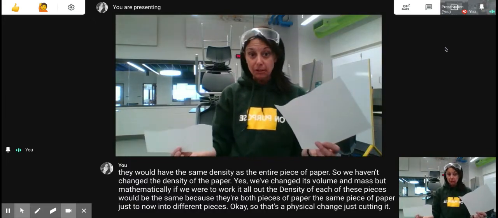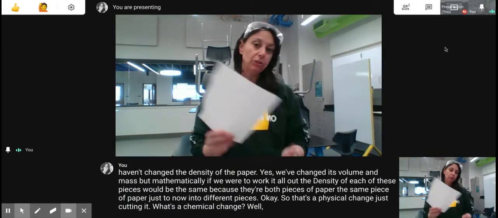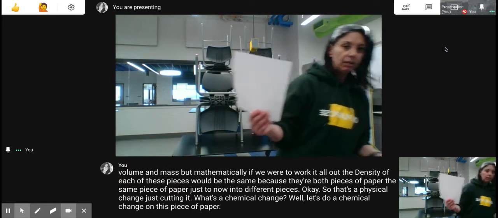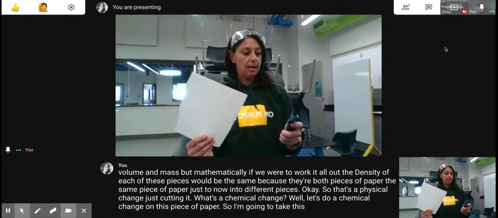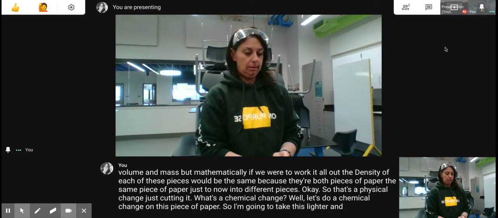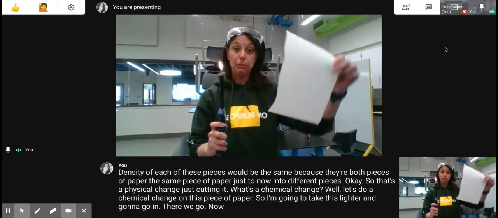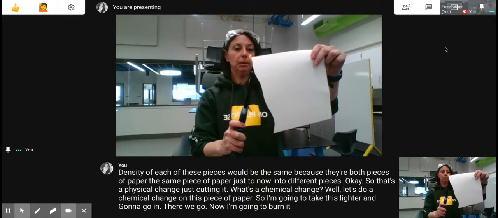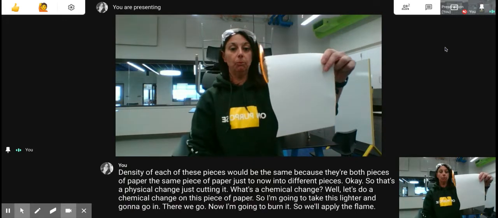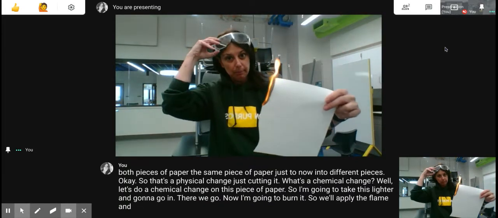What's a chemical change? Well, let's do a chemical change on this piece of paper. So I'm going to take this lighter and let's see, get it going. There we go. Now I'm going to burn it. So we'll apply the flame. And already we can see, get my goggles down.